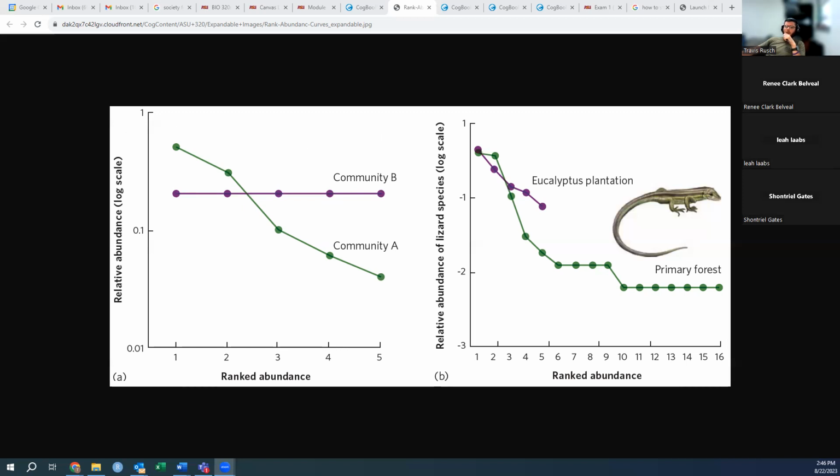Yes, they are. Okay, cool. It just had a little bit of delay. So why don't we talk a little bit about these curves and what kind of information we can get out of them. Let's just focus on this left plot right here with community A and community B. If we ask which community, A or community B, has the greatest richness, what would we say and why?